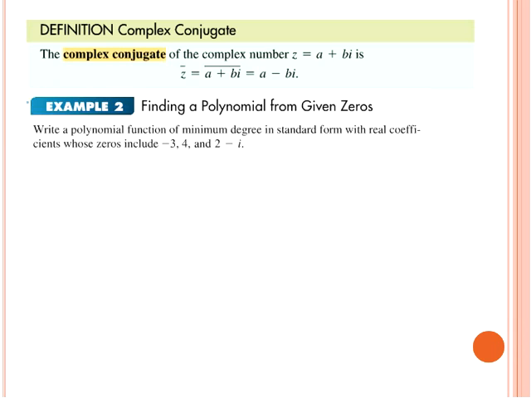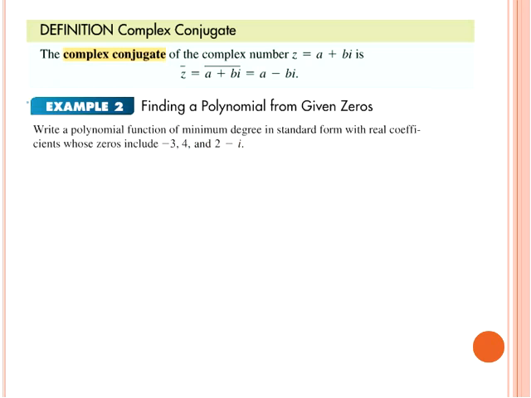So what they're doing is they're giving us the zeros. We've got to take it a step back to write the linear factorization. Once we have the linear factorization, then we just distribute it all. Let's start with the zeros that they give us. They say that our polynomial has zeros of -3, 4, and 2 minus i.